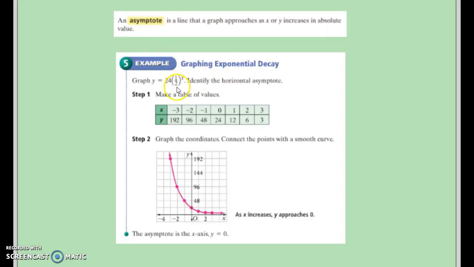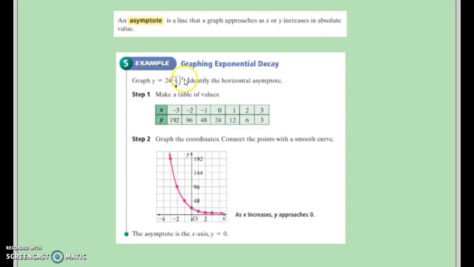And I know that it's decay because my b value here is less than 1. Okay, so the first thing I can do is make a table of values, right? And I use 0, because zeros make things go away a lot of times. And I pick a couple of values on the left of 0 and a couple of values on the right of 0. And I want to stick pretty close to 0 because when we're talking exponential functions, they get very big or very small very quickly.